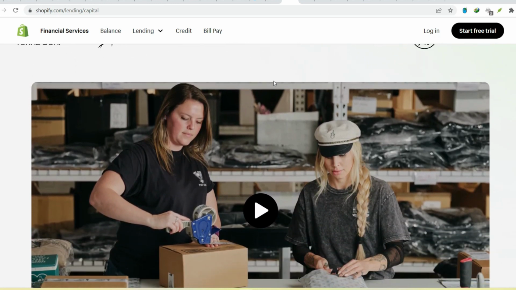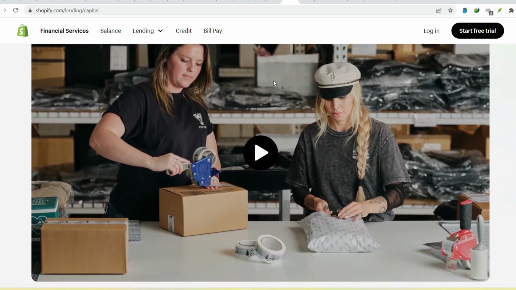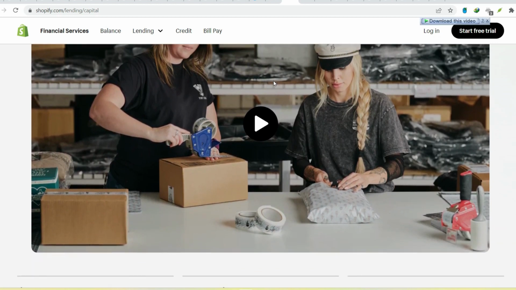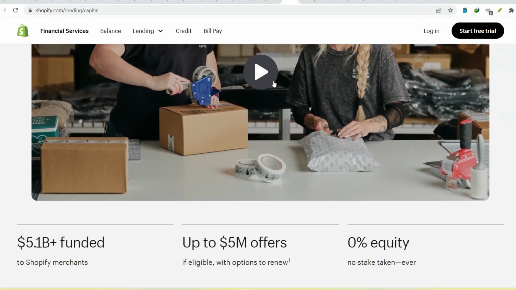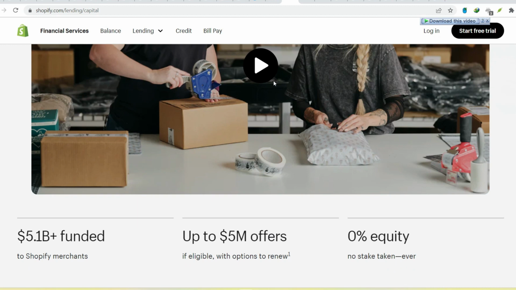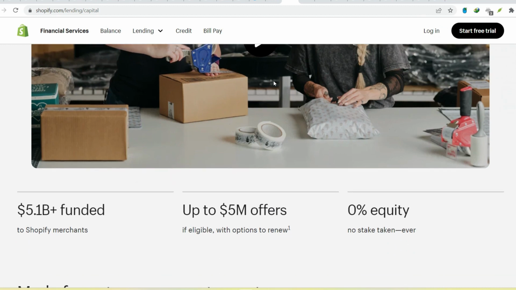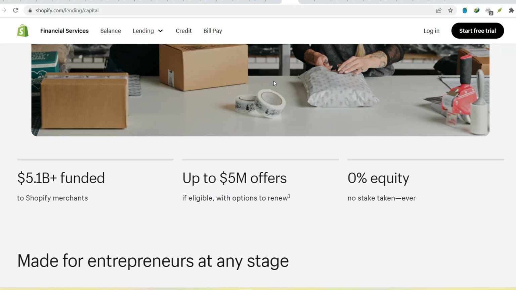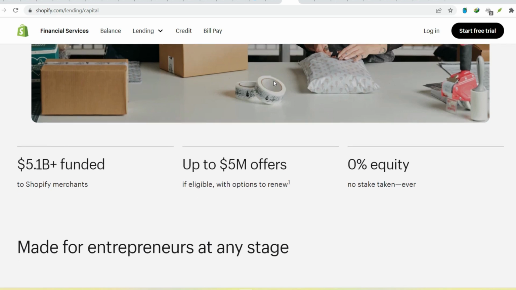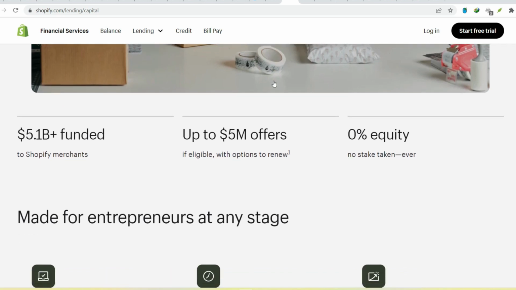Now, Shopify Capital gets thrown around a lot, but what exactly is it, and more importantly, is it right for you? Today, we're diving deep to answer all your burning questions, especially the big one. What's the real cost of a Shopify Capital loan? Because let's face it, nobody wants to get stuck in a cycle of debt. So, buckle up, because by the end of this video, you'll know exactly how Shopify Capital works, the sneaky fees to watch out for, and whether it can be the fuel injection your business needs to take off.